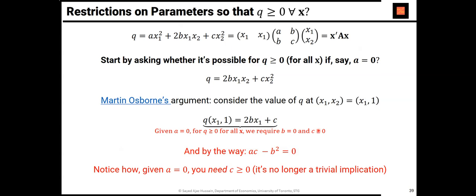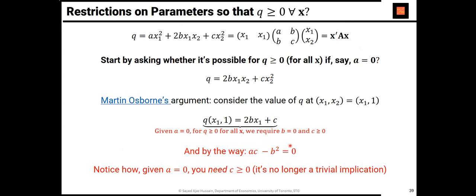So what you've done is, if a is equal to 0, for sure you need b equal to 0, and you also need c to be bigger than or equal to 0. And by the way, under those conditions, ac minus b squared is going to be equal to 0, right? Because a is 0, b is 0. Sounds good? This is a bit more subtle. Now you needed c to be bigger than or equal to 0. Previously, in the previous proof, c was positive just as an implication of the two equations. Now you need c to be bigger than or equal to 0 for this to work.